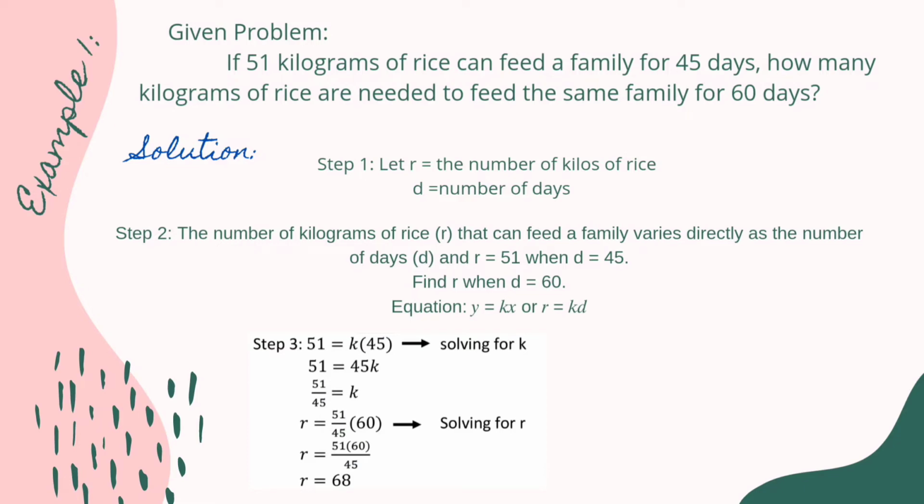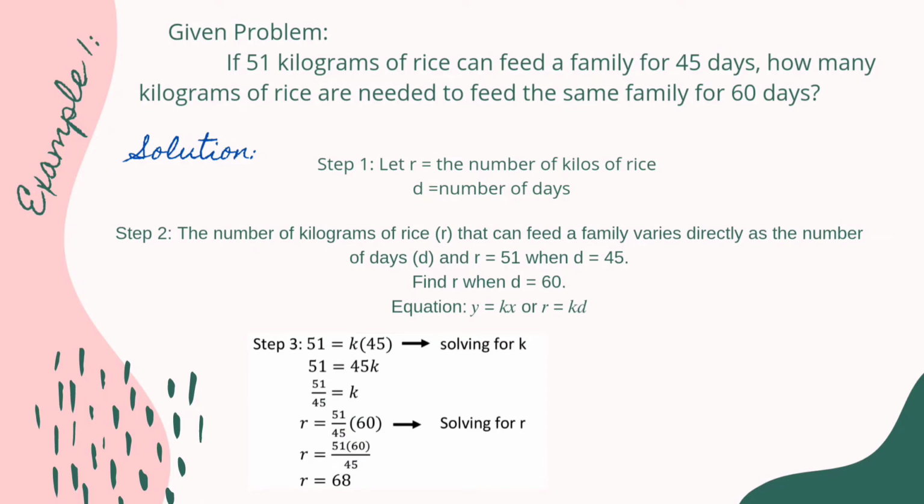Sinubstitute po natin yung value ni R, which is 51, equals K times the value of D, which is 45, and then i-divide lang po natin si 51 by 45. So, K is equal to 51 divided by 45. As you can see, since hindi natin pwedeng i-divide si 51 by 45 exactly, yung sagot natin or yung constant of variation natin ay fraction, which is 51 over 45.